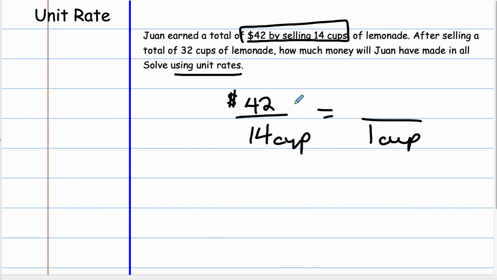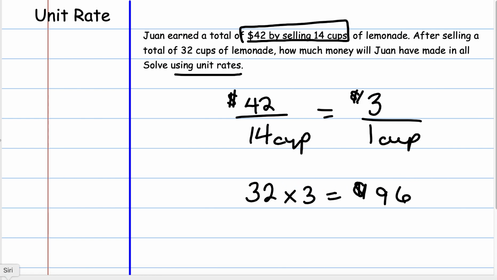So I would divide both by 14, which gives me 3. I'm earning $3 per cup. I now have 32 cups times 3, which would give me a total of $96. So that's what it means by solve by unit rates. Get it to 1 first, and then you can use that to figure it out.